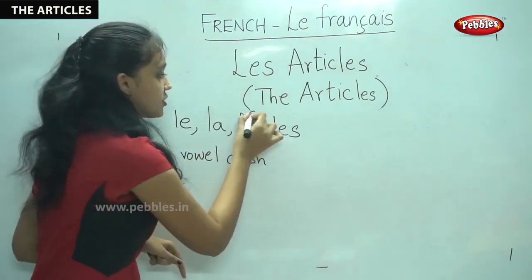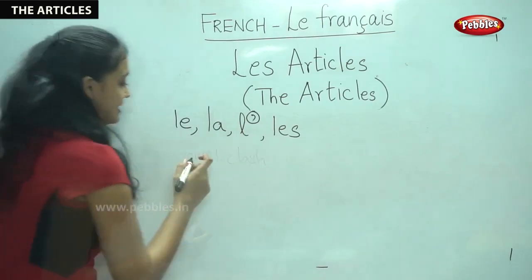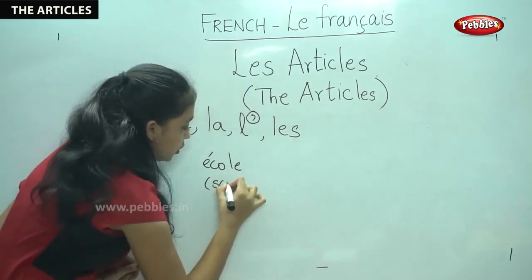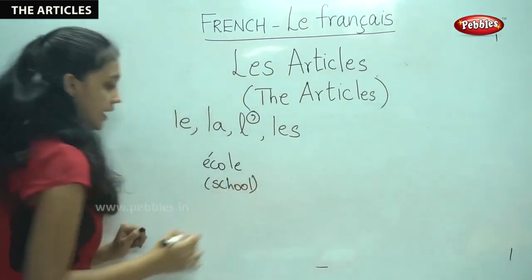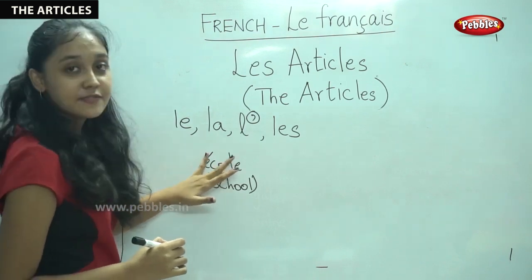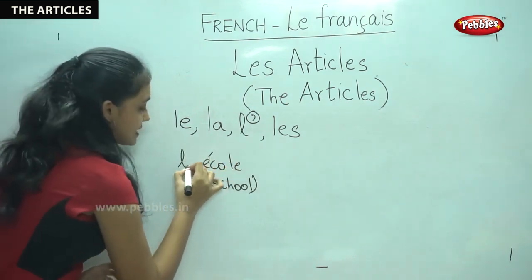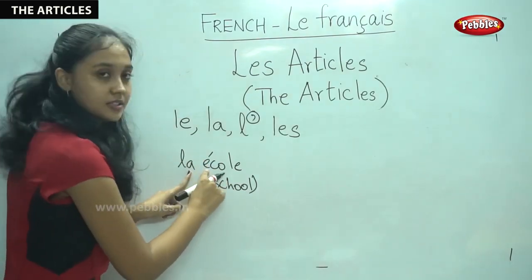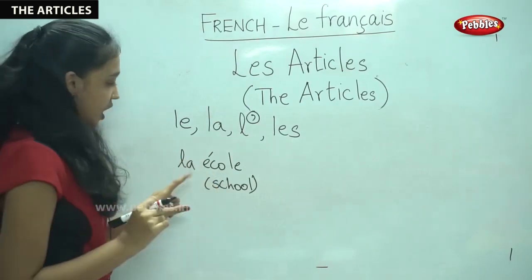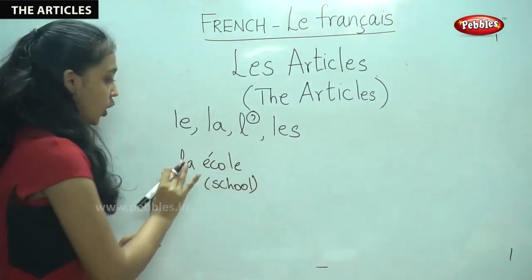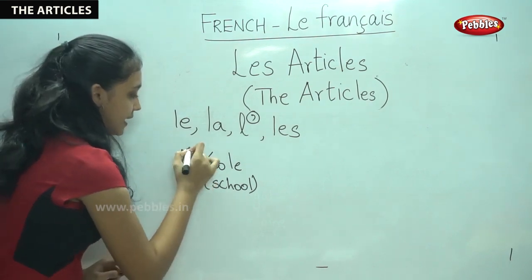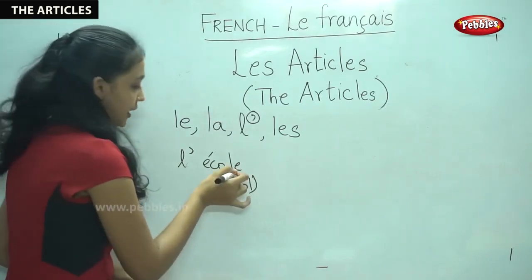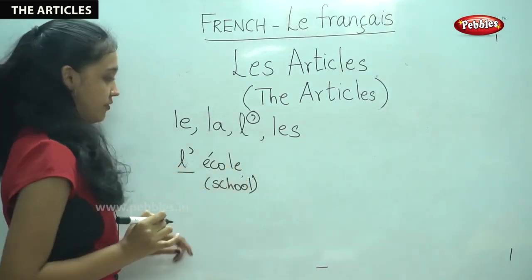This is called an apostrophe. For example, let us take the word école. École means school. Now, since this is feminine singular, we would have to place la. However, here we have two vowels following each other. This is called a vowel clash. When we have two vowels together, we replace the first one by an apostrophe. This symbol here is called an apostrophe. So, before école, we have to place L apostrophe.